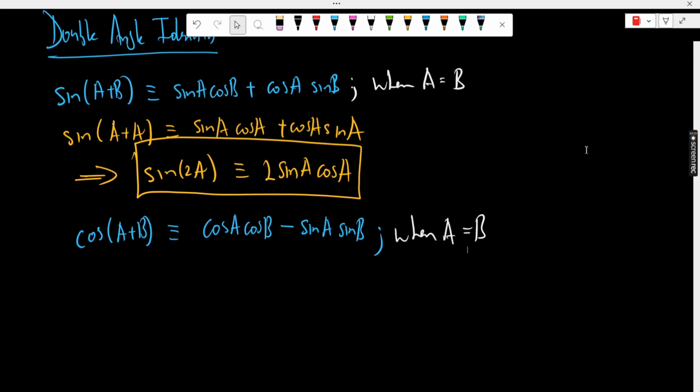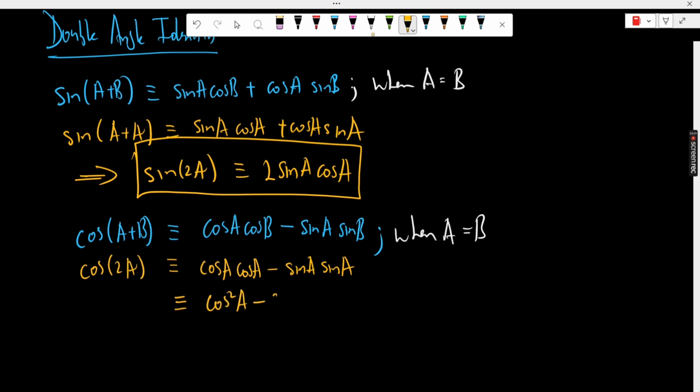All right, so let's look at this. By its very name, it's called a double angle formula, which basically means that it's twice the angle. So when A is equal to B, then basically this becomes cos of 2A, which is equivalent to cos A cos A minus sine A sine A, which of course is the same thing as cos squared A minus sine squared A. So this is the original form of the double angle formula for cosine.